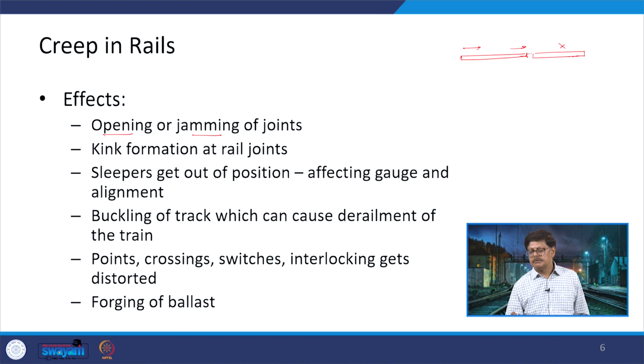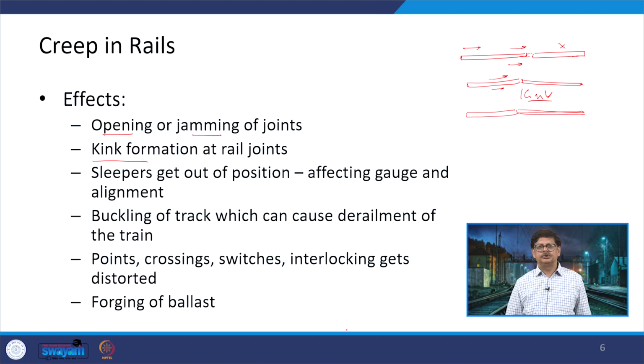It will touch the rail section, and if the creep is still going on, then the section of this rail will go a bit out in this form, because there is no other way the creep can be sustained. So, there is a kink formation at this point. If you look in the form of a track, the track goes in this way. So, a kink has occurred.